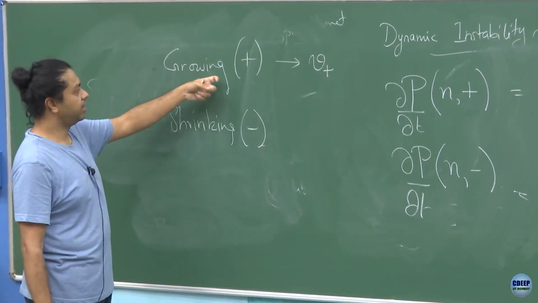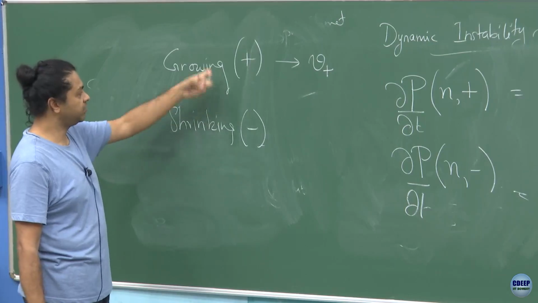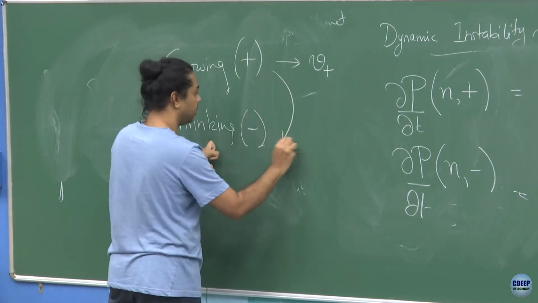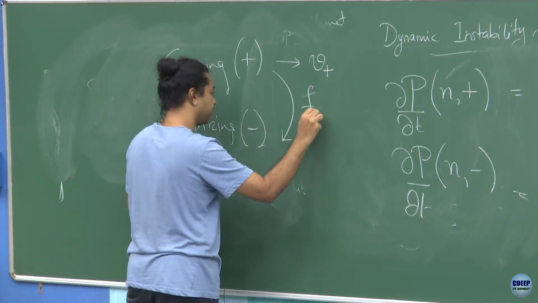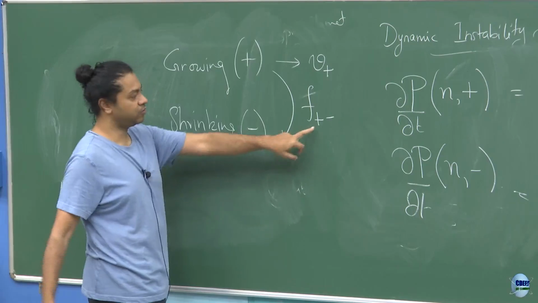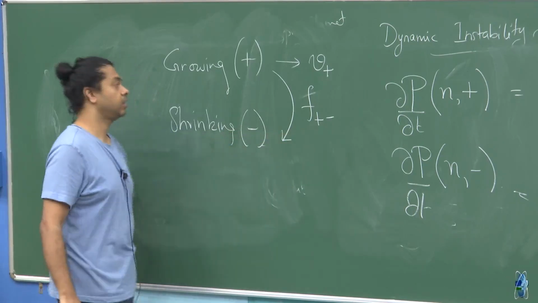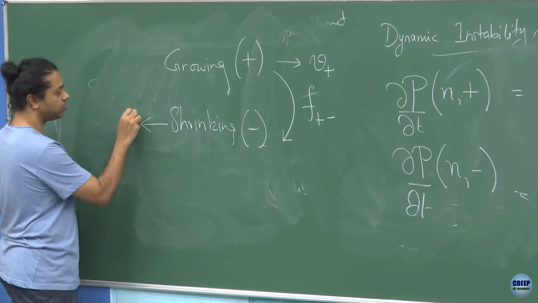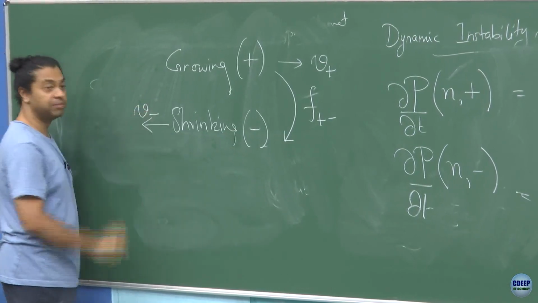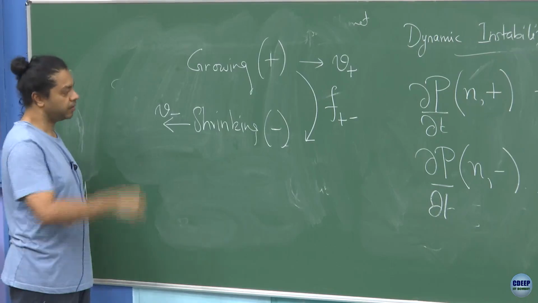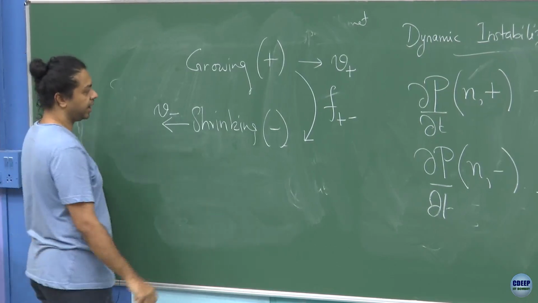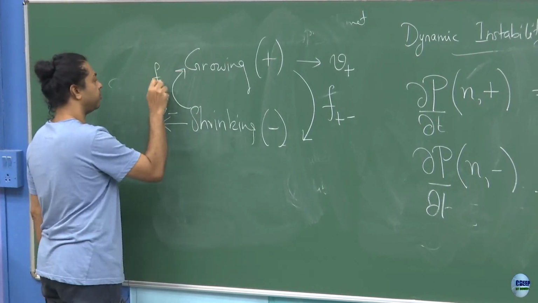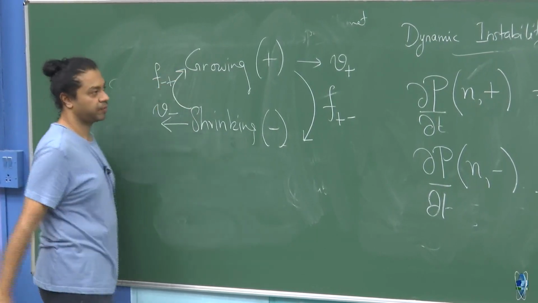Or if I could undergo a catastrophe and switch from the growing to the shrinking phases with some rate. Let me call that F plus minus, which means I was at plus, I go to minus. When I am in the shrinking phase, I can lose subunits with some rate, which is V minus, let us say, and or I could transition to this growing phase, which is F minus plus.